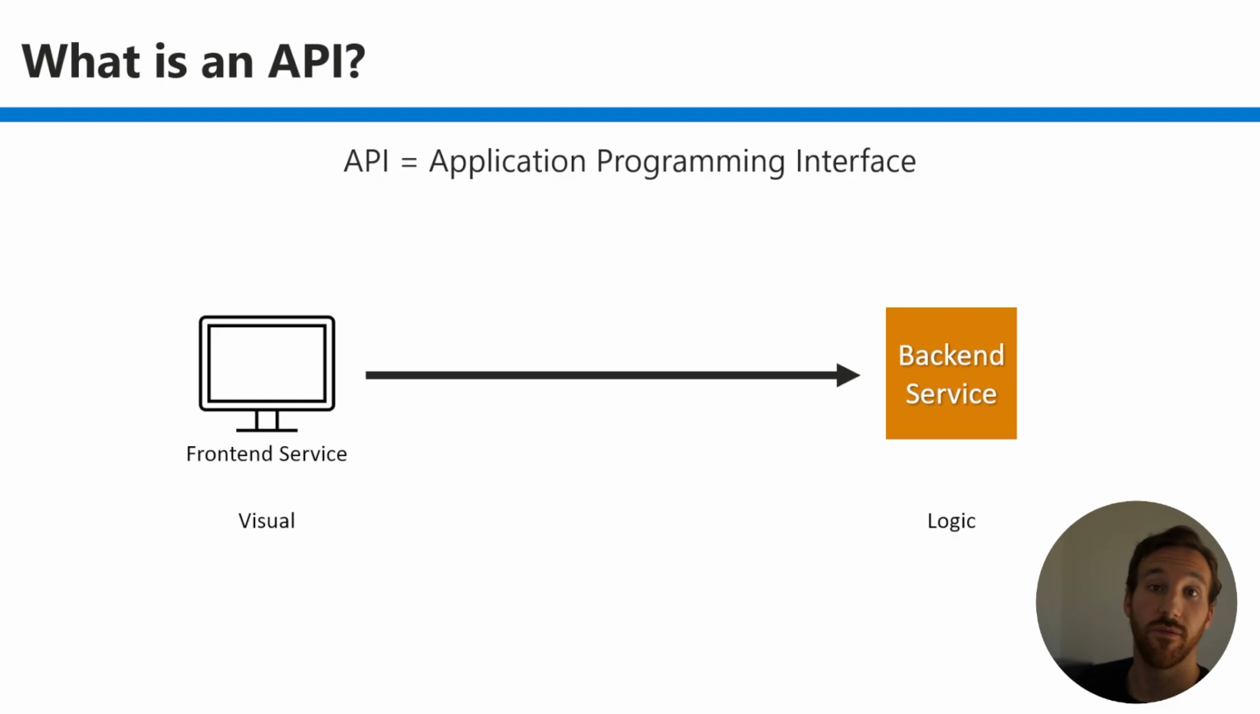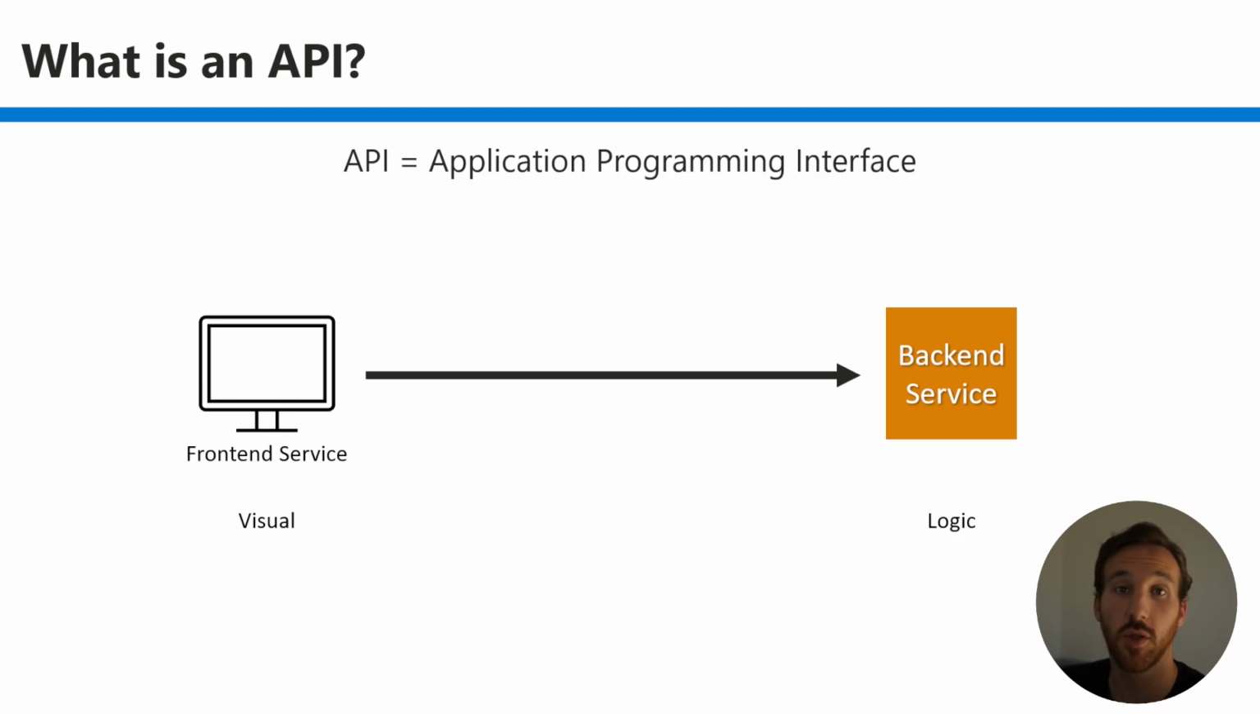The front-end service is the visual and what you see. It's a website, it's a mobile app, it's something on your desktop, and it reaches out to a back-end service, typically where there's logic that takes place. In order to do that, it uses an API, an application programming interface, using a protocol like HTTP.